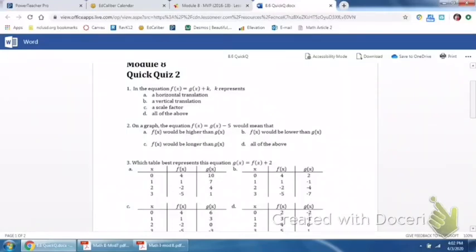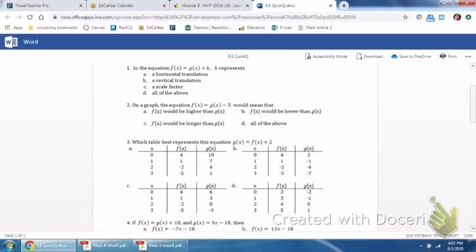Okay, so for the second quiz, the first one, we should all know this one. They're just saying whenever you put f of x equals g of x plus something or minus something, what does that do to the graph? And that's all we've been doing this whole section, is moving things up and down. It's vertical translation. That one should be A. Alright? Okay, so that's the whole basis of this quiz: vertical translations.